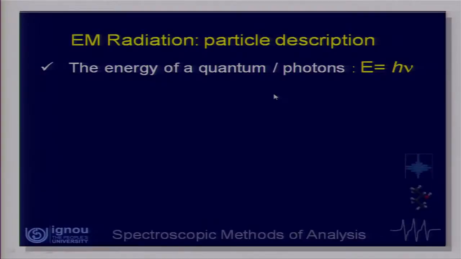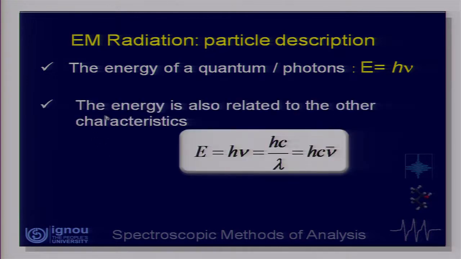And the energy, because we said they are coming as packets of energy. So, what is the energy of a given packet? The energy of a given packet, quantum or photon is given by the following expression: E is equal to h nu, where E is the energy, h is Planck's constant, and nu is the frequency. This is a very crucial expression, as the energy of radiation is related to different characteristics of the radiation.